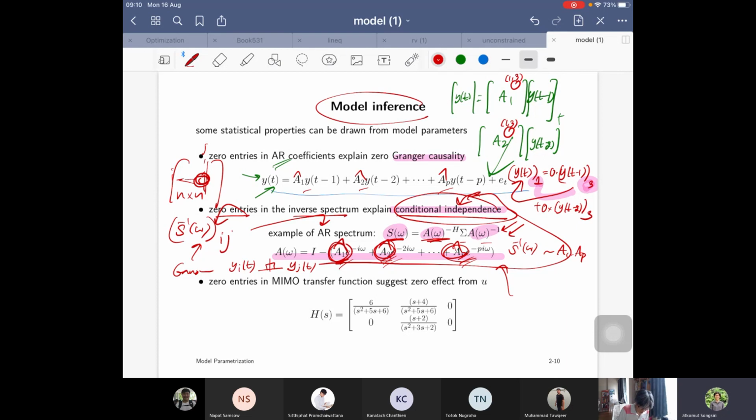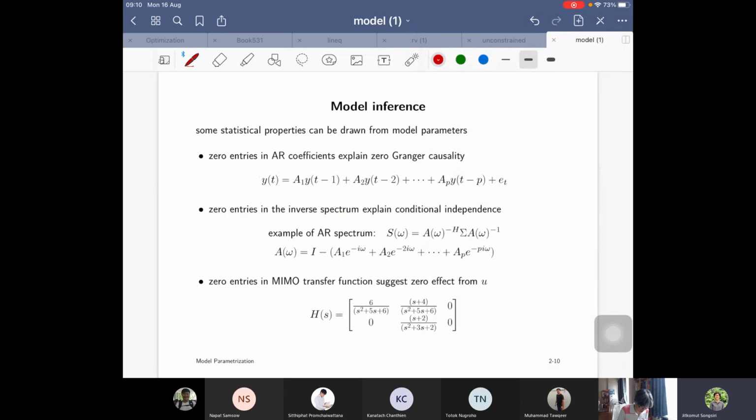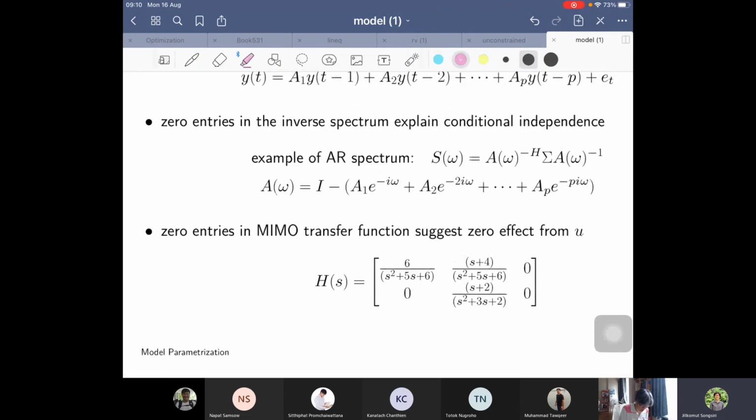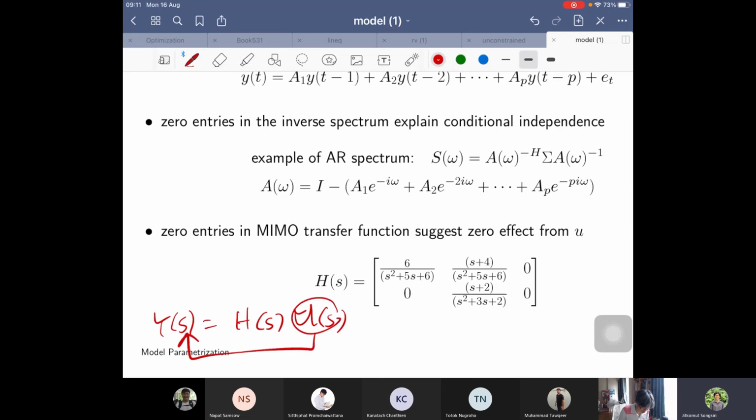And the last one may be the easiest to understand: an example for the MIMO transfer function. Everyone knows that the transfer function explains the relationship from U to Y. So H is generally a rectangular matrix, and the dimension is the dimension of Y times the dimension of U.